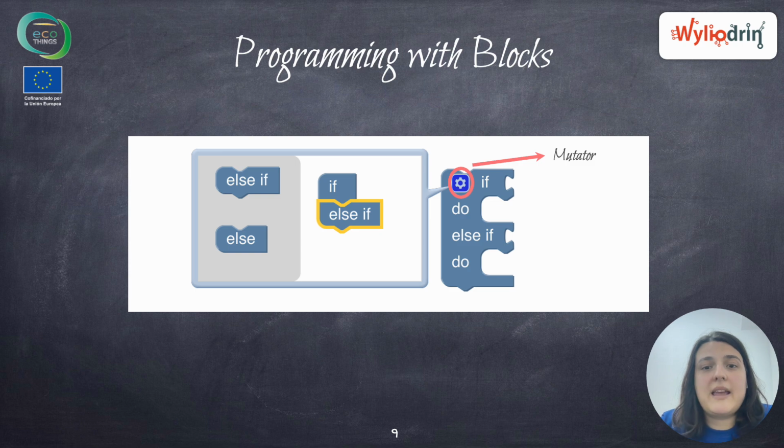And finally, some blocks have this mutator option, this blue wheel that you can use, so you can change the appearance of your block. For instance, we had a simple if block, but by adding else if, we can see that the block is now more complex and it has the if and the else if option. We can add another else if option, and this would make the block even more complex.